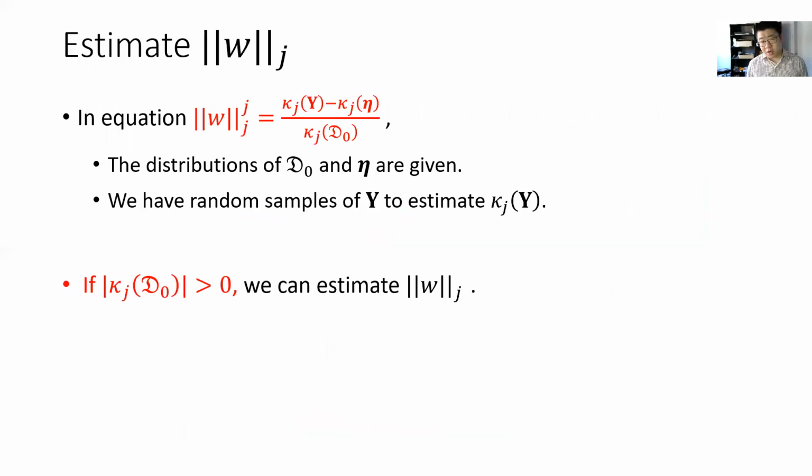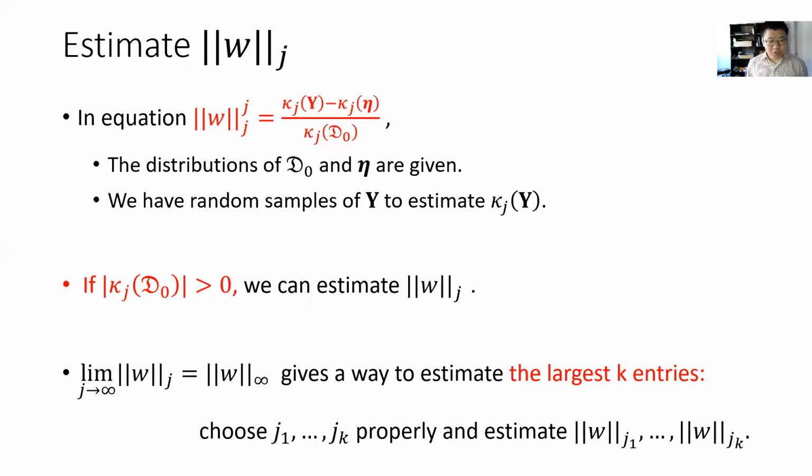So if we take a closer look at this equation, because the distributions of d naught and eta are given to the algorithm, we can calculate the jth cumulants. At the same time, we have random samples of y to estimate its first k moments and the jth cumulant. As long as the denominator kappa j d naught is far away from 0, we can estimate the Lj norm of W with a constant number of samples.